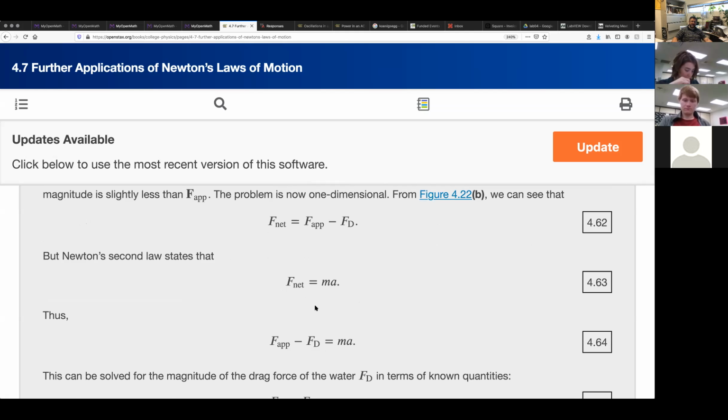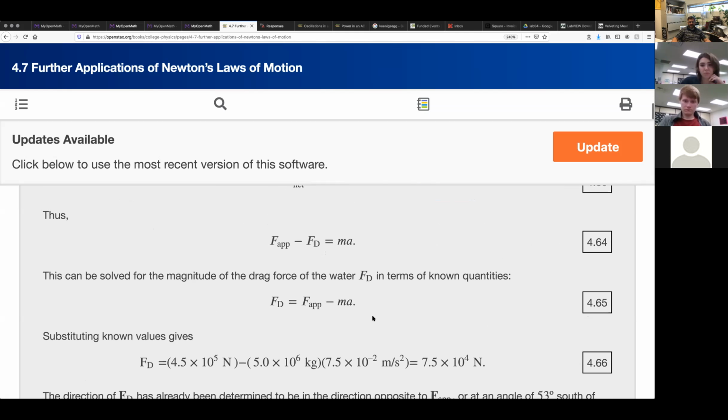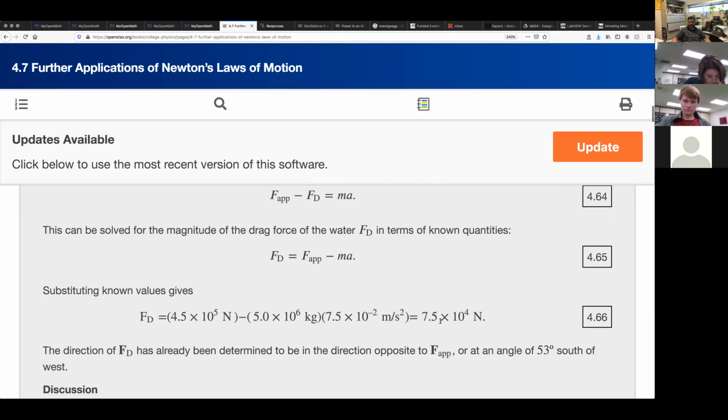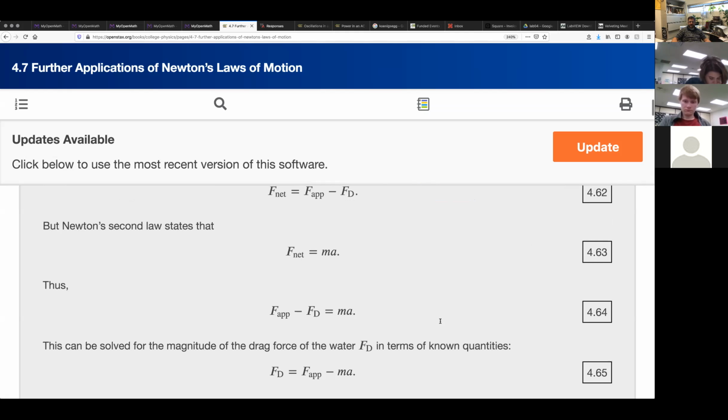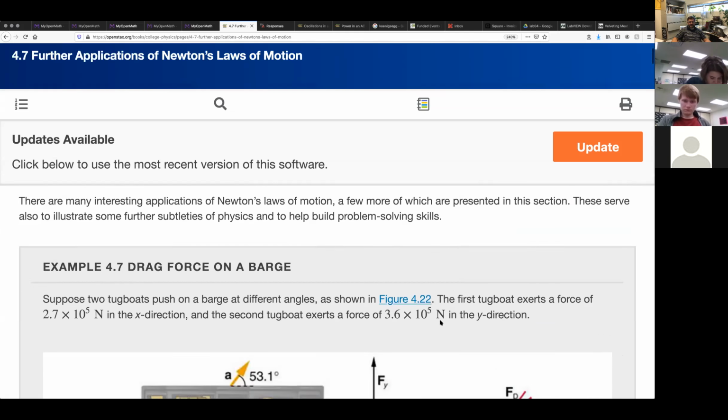And the thing that we're trying to solve for is the drag force. We don't actually know what the drag force is, turns out. And so we get the drag force equals the applied force minus the mass times acceleration, and we get a drag force of 7.5 times 10 to the fourth. Because apparently they told us the acceleration. I wasn't paying attention. But it's the same kind of thing.